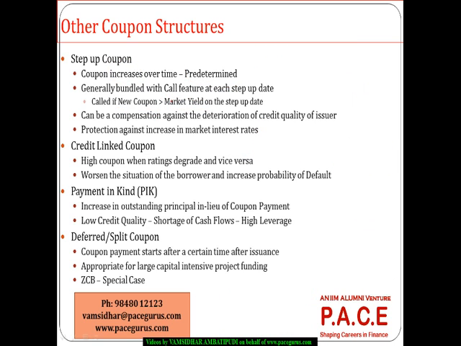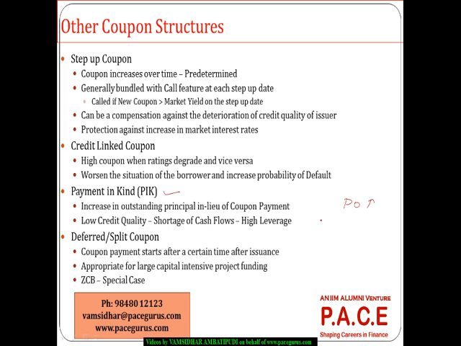Then the third kind of coupon structure that I can look at is PIK bonds, or payment in kind bonds. Instead of paying the coupon, the principal outstanding is actually increased. So the principal keeps growing year over year, but the coupon payment is happening at a much lesser amount, and in some cases the coupon may not be paid. Again, this would be beneficial to those firms which are not expecting heavy cash flows in the initial years, but may expect some better things to happen at a later date.